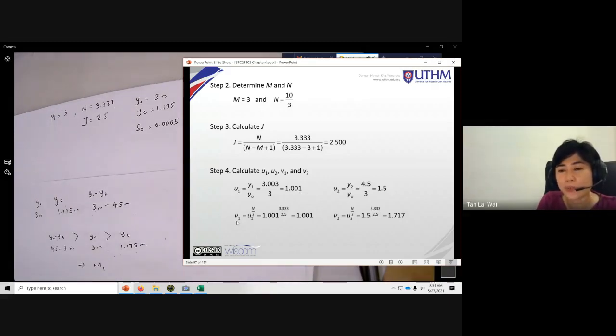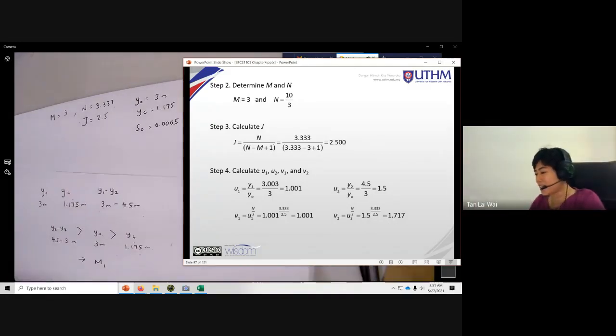Therefore V1 is equal to U1 to the power of n over j. N you already have, which is 3.33, and then j is 2.5, U1 is from here. So your V1 comes back to 1.001. V2 similarly, you just use U2 value, then n over j as well. So it will give you 1.717.